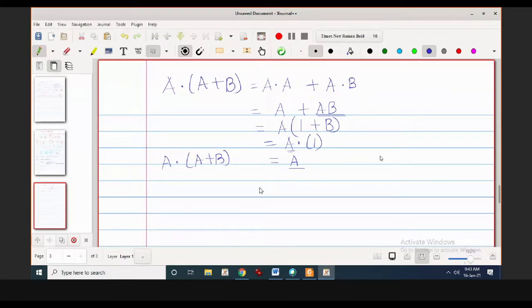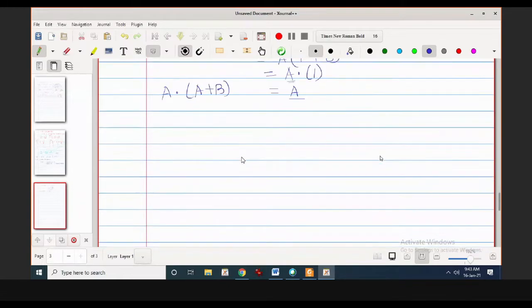Now the same thing you can prove with the help of a truth table also. Very quickly we will do it. My left hand side is what I am taking care of. So it is A into A, so let's say A and B. I can write this A into A plus B.